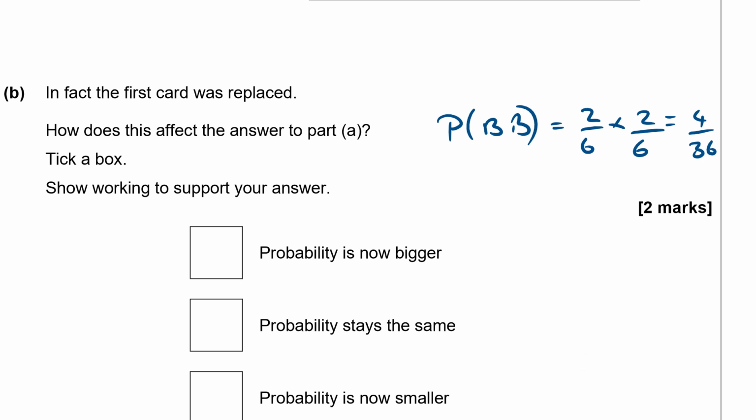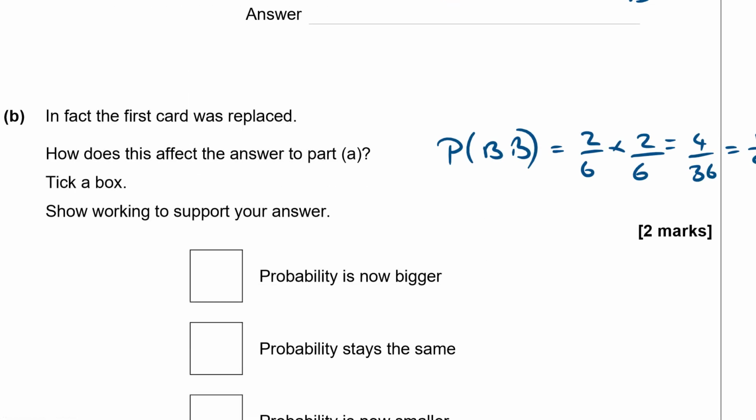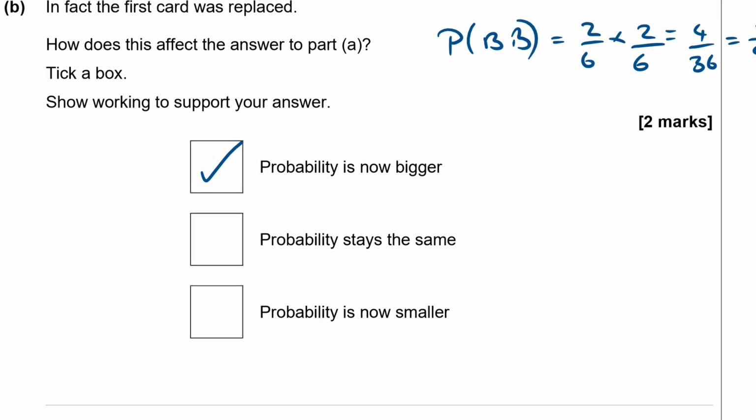Well, 4 out of 36 is the same thing as 1/9. So, which is bigger? 1/9 is much bigger than 1/15, so the probability is now bigger than it was. 1/9 is bigger than 1/15.